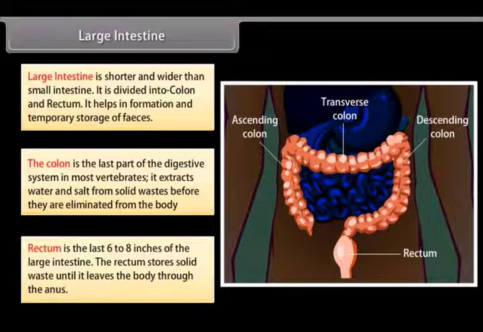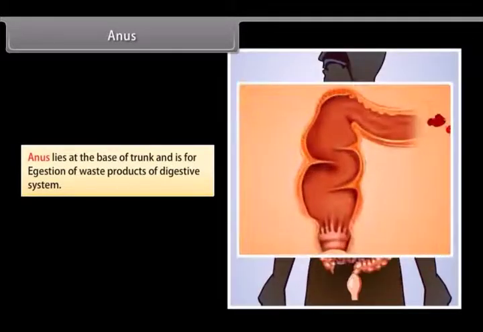Rectum is the last 6 to 8 inches of the large intestine. The rectum stores solid waste until it leaves the body through the anus. Anus. Anus lies at the base of trunk and is for ejection of waste products of digestive system.